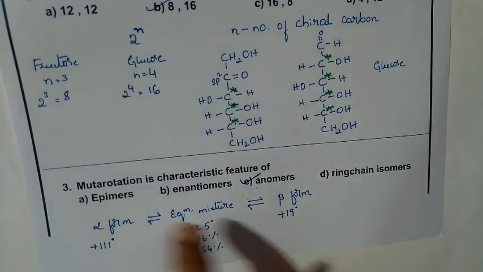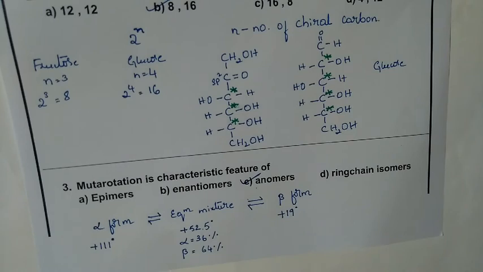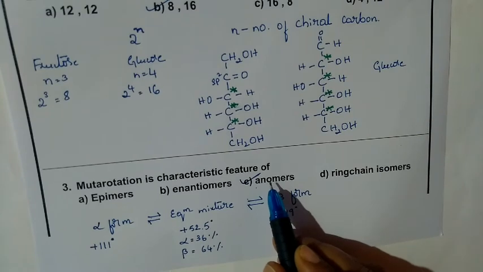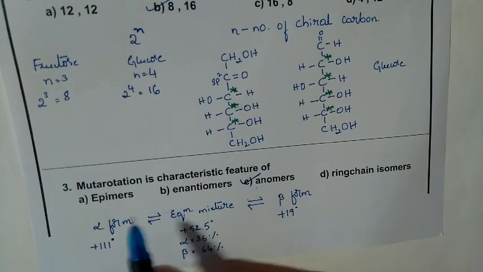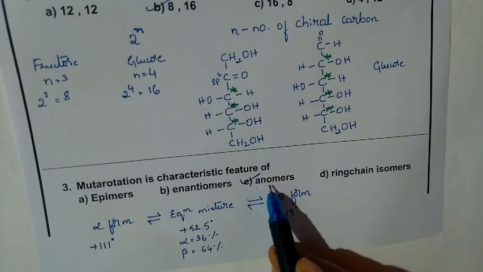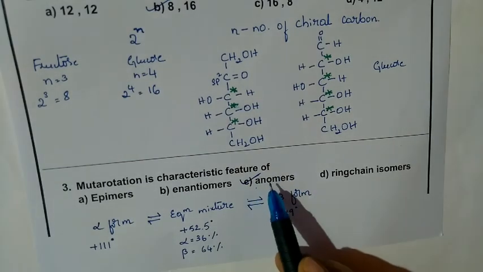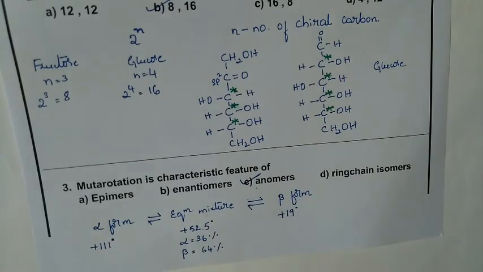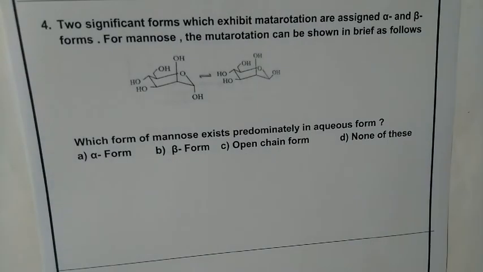You can call them epimers also, because only one carbon configuration is different. But specifically for the first carbon, if they are different, then we call them anomers. Anomers are epimers only, but you cannot mark epimers here because specifically for this the name anomer is given. So mutarotation shows the characteristic feature of anomers. Next question.